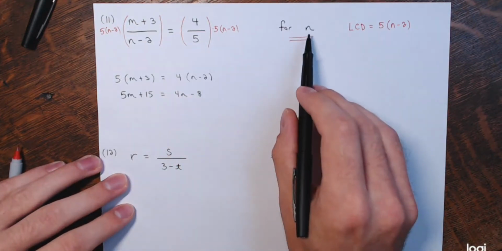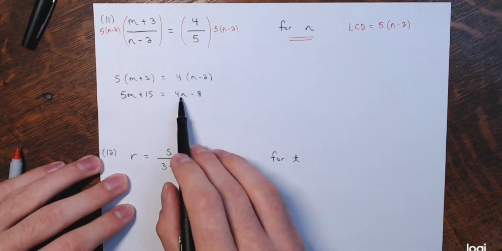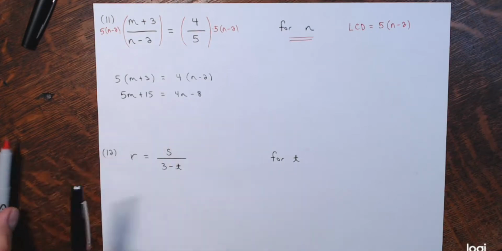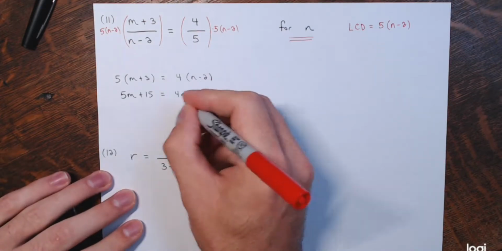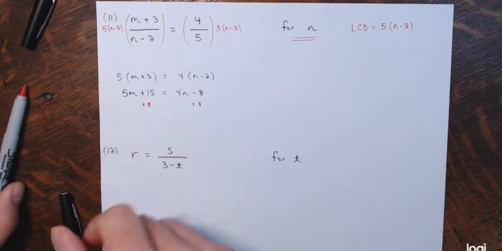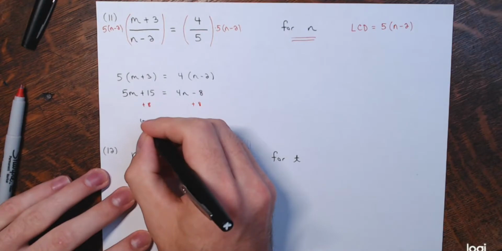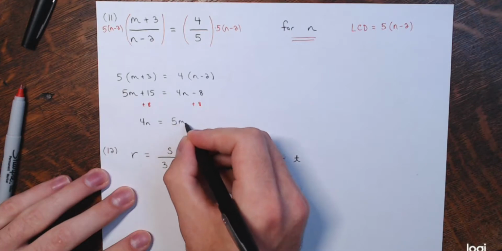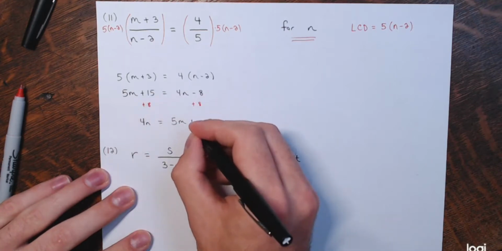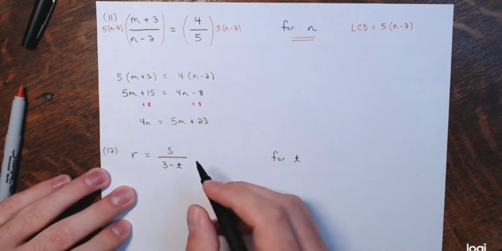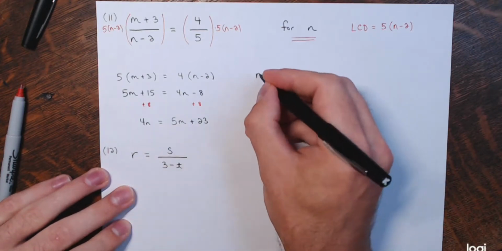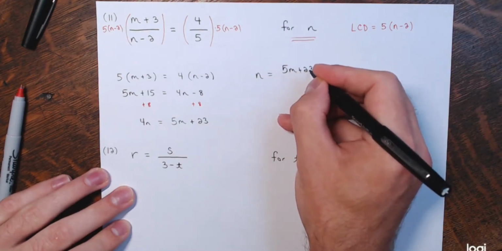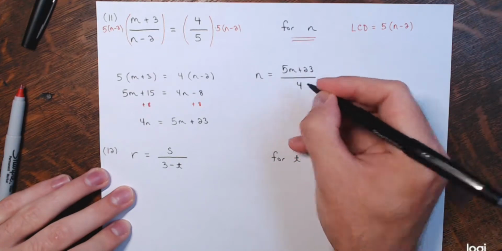And don't forget, we're solving for n. So the only term with n is this 4 times n on the right side. So first I'd be adding 8. I'd add 8 to both sides. And then again, I'm just going to switch sides so that the n's are on the left. So we'd have 4n on one side, right? And then adding 8 gives me 5m plus 23, 15 plus 8 on the other. And then I would divide by 4. Right? So n would be equal to 5m plus 23 in the numerator divided by 4 in the denominator.